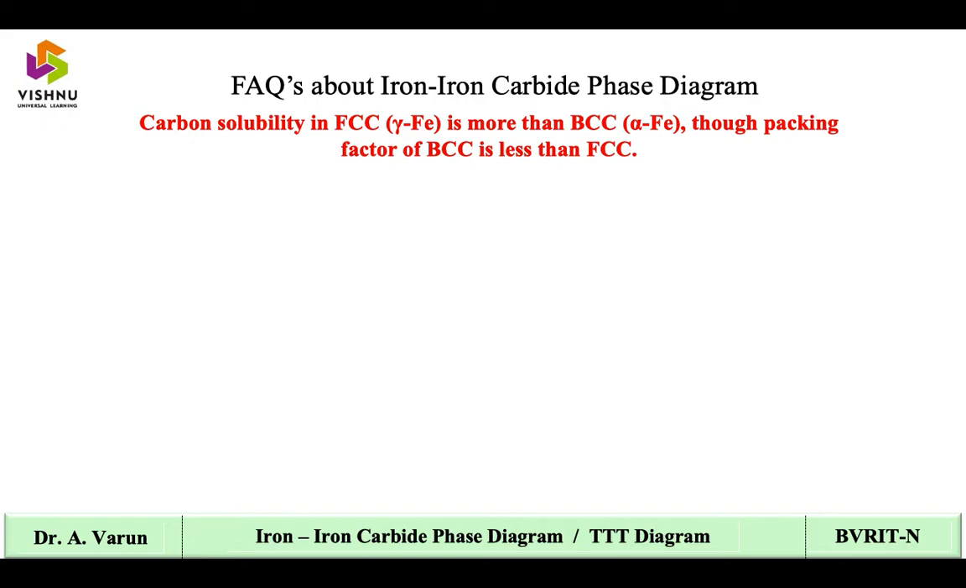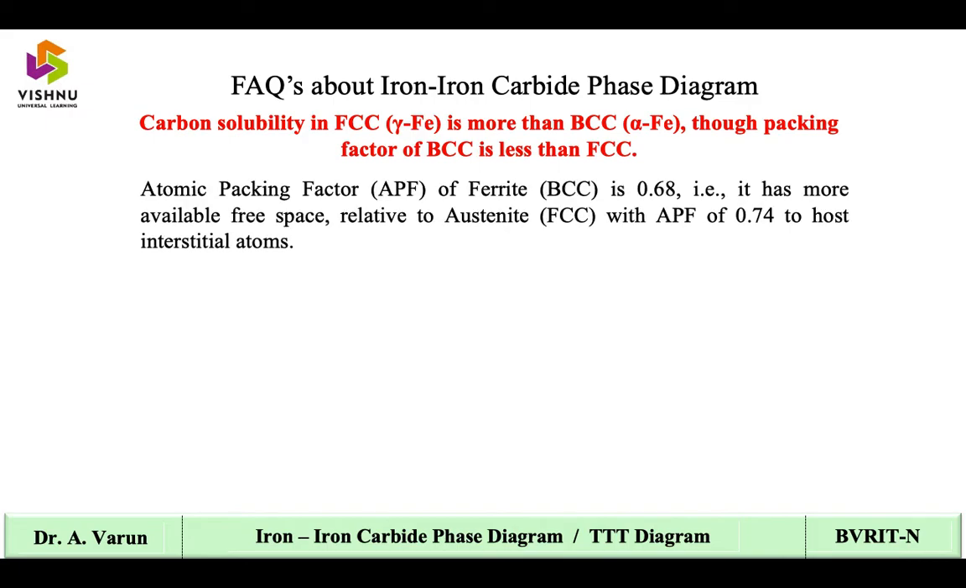iron, ferrite, is 0.025 percent of carbon alone. So what is the reason behind it? The atomic packing factor of ferrite is 0.68, so it has more available free space relative to austenite FCC, where it is 0.74, to host the interstitial atoms.